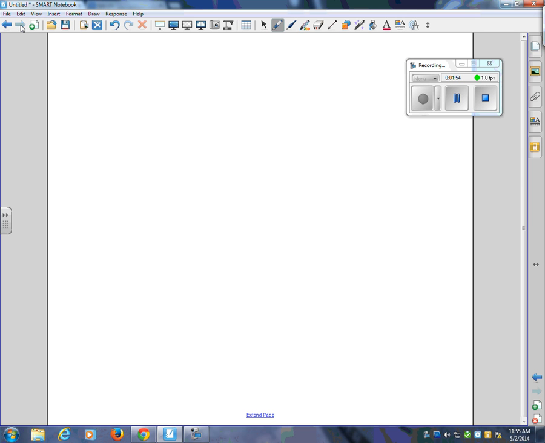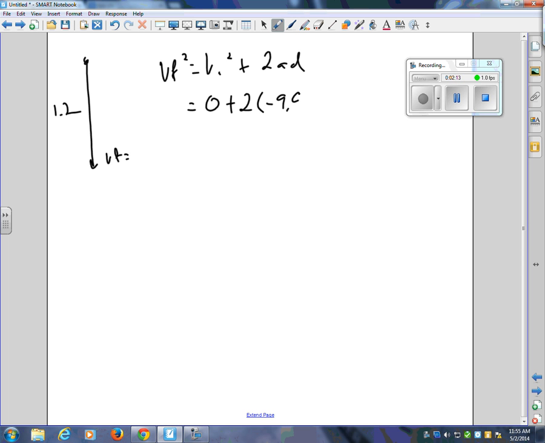How fast is it going? What is the final velocity once it falls 1.2, right? So that's going to be Vf squared equals Vi squared plus 2AD. 0 plus 2 times minus 9.8 times my distance of 1.2. And I'm going to go get one of my new calculators that I got from the office. Quite excited about them.